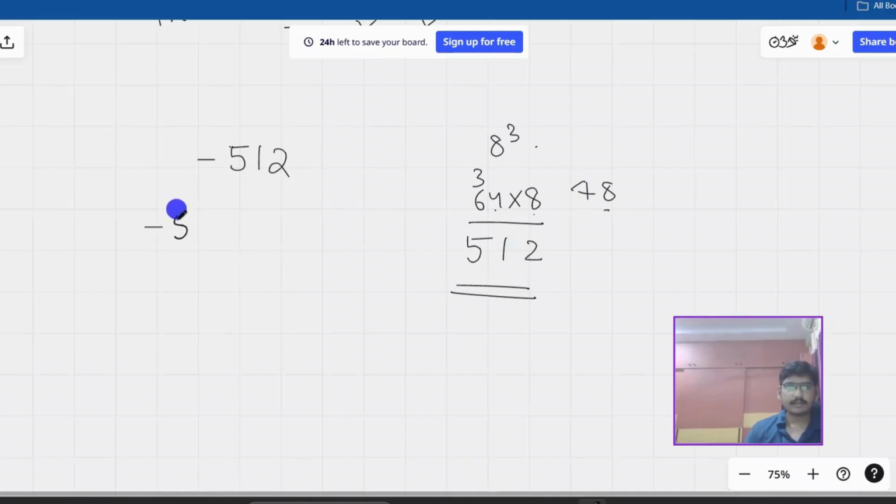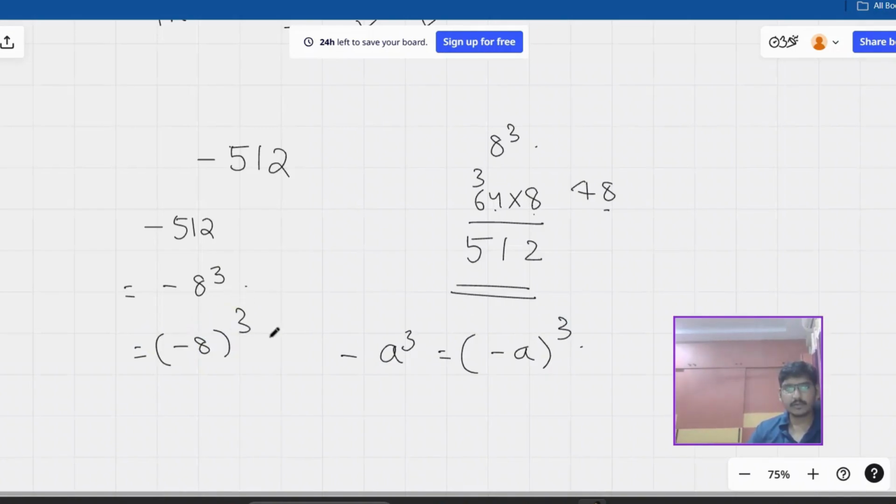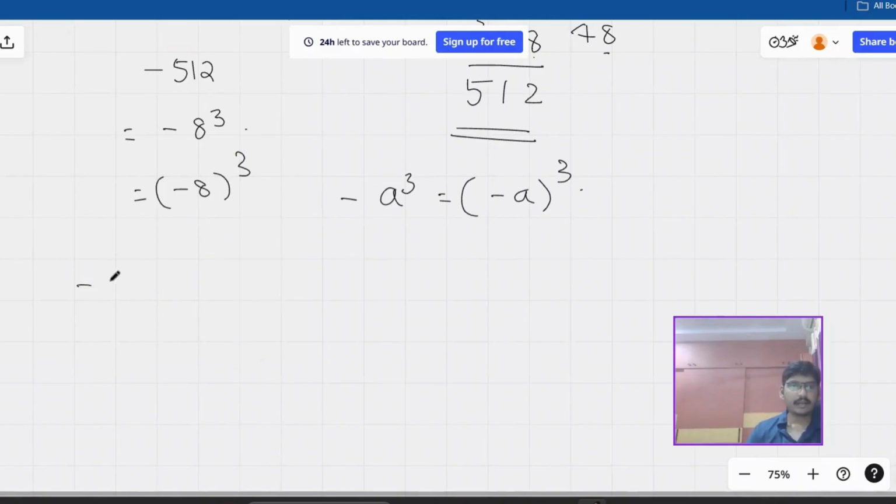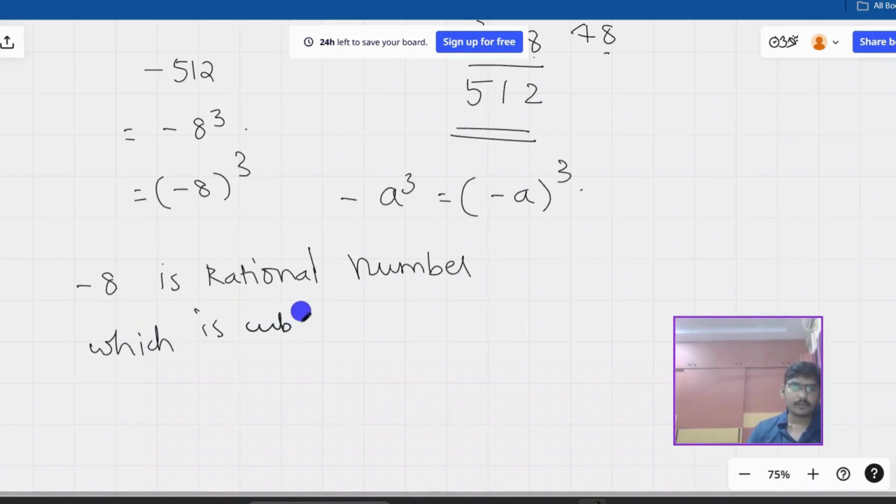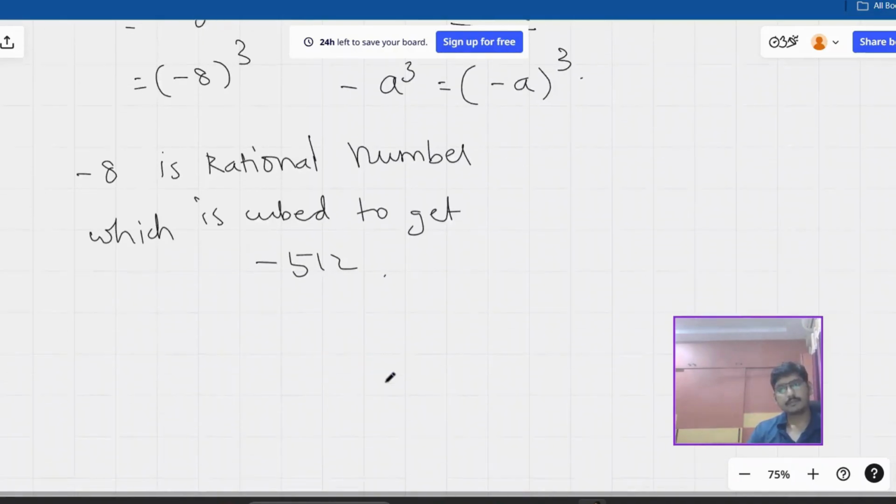So I can write this as minus 8 cube. When something exists as minus a cube, you can write it as minus a cube. That means this is minus 8 whole cube. Here you can write that minus 8 is a rational number which is cubed to get minus 512.